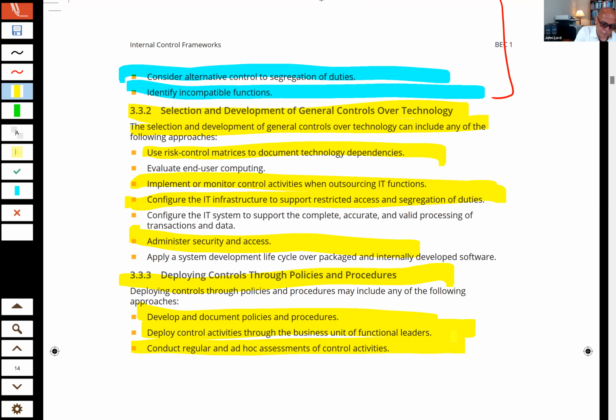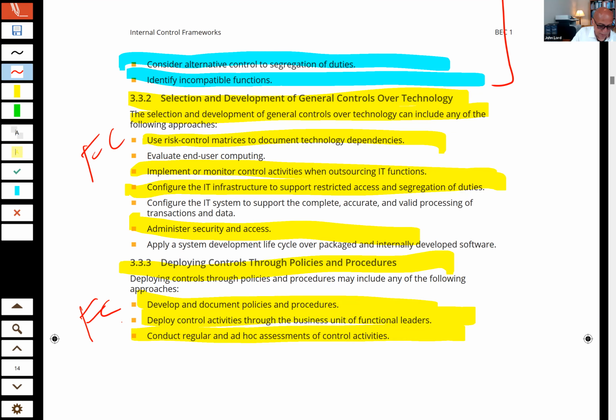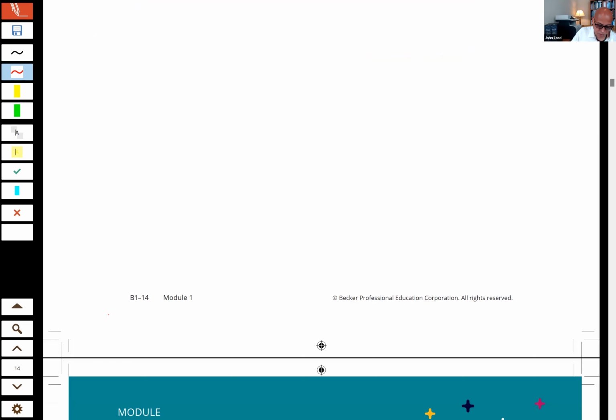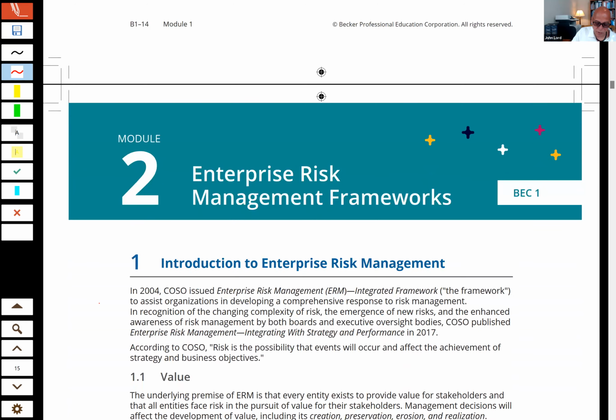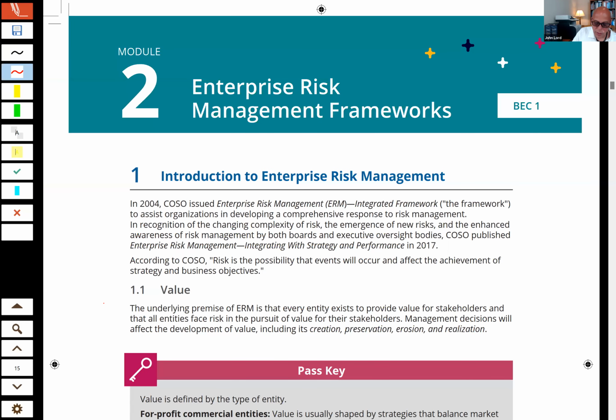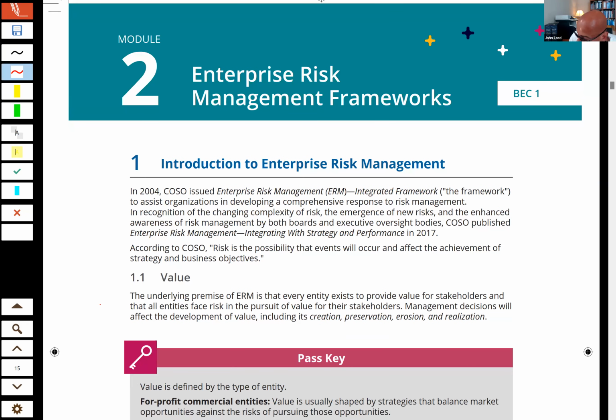Okay, so go ahead and flashcard some of these key ones that I have highlighted here. And that's going to conclude our discussion of the COSO internal control. And I think we can go ahead and take a break. When we come back from the break, we will pick up enterprise risk management, again, COSO.